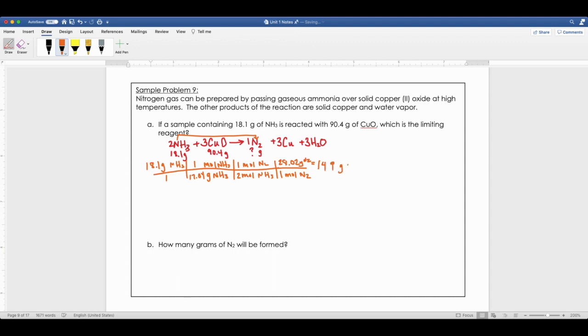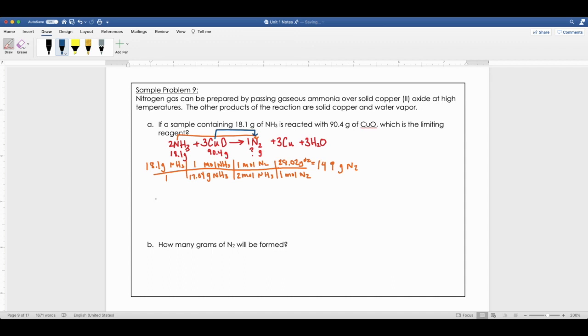149 grams of nitrogen. So if I have 18.1 grams of ammonia and more than enough copper 2 oxide, I could produce 149 grams of nitrogen. However, I only have so much of that copper 2 oxide. I only have 90.4 grams of it. So now let's determine how many grams of nitrogen I can make from 90.4 grams of copper 2 oxide.